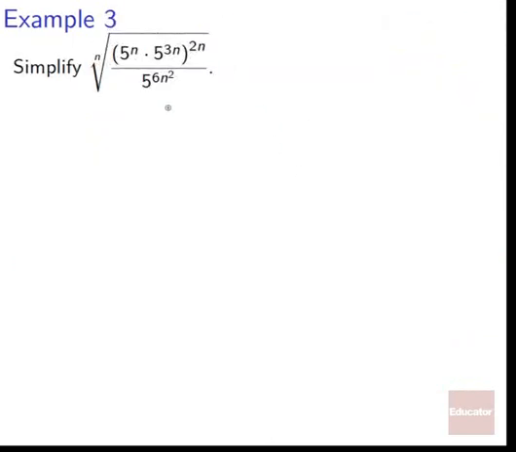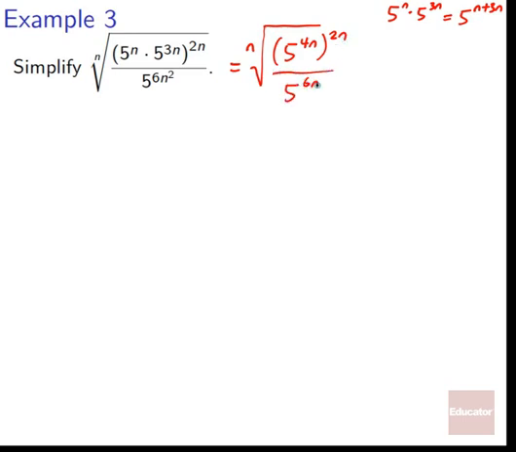Third example, simplify the nth root of 5^n times 5^(3n), all raised to the 2n, divided by 5^(6n squared). All right, so this is a great one to show two different ways to approach this. Let's leave that nth root intact in our first run. So nth root, 5^n times 5^(3n), because they're multiplying, will go through addition, 5 to the n plus 3n. So we've got 5 to the 4n all raised to the 2n over still 5 to the 6n squared.